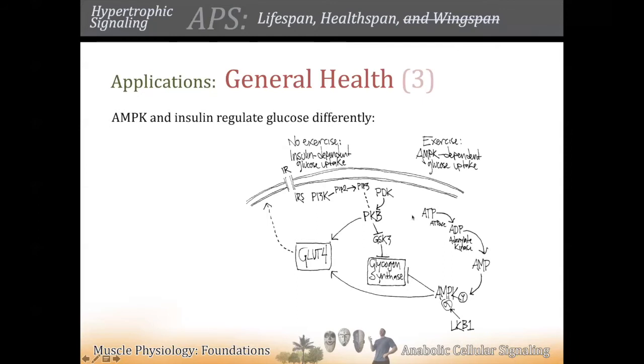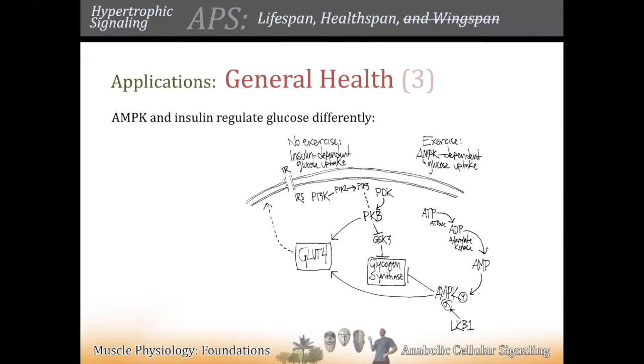Now, exercise, non-insulin dependent glucose uptake. Over here on the right, AMPK dependent glucose uptake. Not insulin, you're exercising. You don't need insulin if you're exercising. So we go through this, we activate our AMPK. AMPK stops glycogen synthase, the synthesis of glycogen, but it mobilizes GLUT4 at the same time. So we're going to use our carbohydrates. We bring them into the cell and use them to make more ATP.